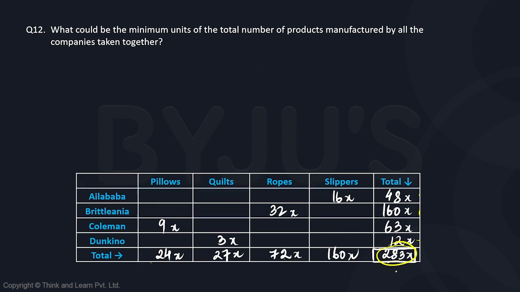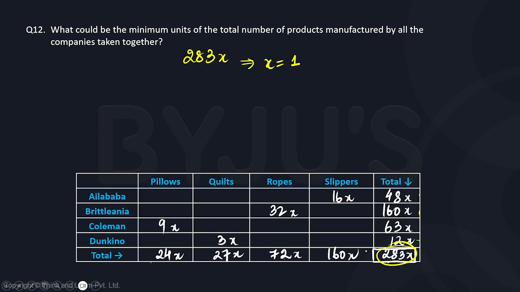So the total number of units manufactured is 283x. If we want it to be minimum, we can take the value of x to be equal to 1, because 283 is not divisible by 2 or 3, which looks to be common. So 16x is not divisible. So x cannot be any fraction which will take care of other values in other cells to be integral.